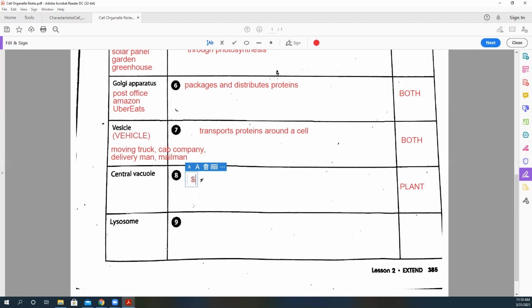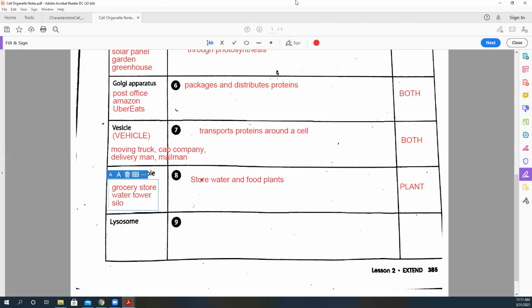These store water and food for plants. So what in a city stores water and food? A grocery store, a grocery store. A water tower. I guess you can say sewer, but the sewer would be waste. So I'm gonna hold off on that one because there's actually a better analogy for that. A silo, very good. A pantry.